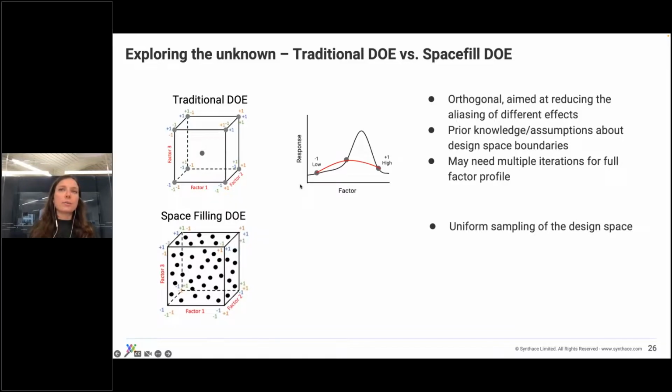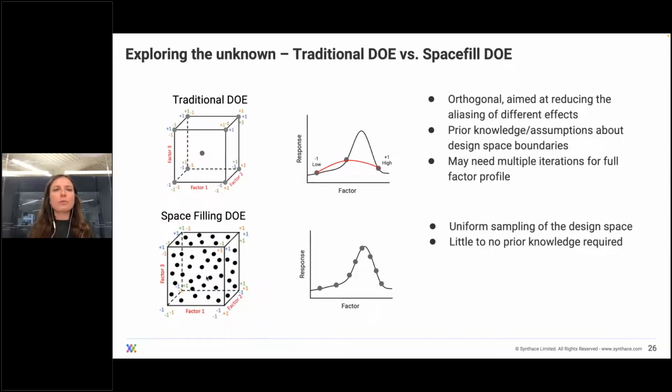In contrast, in space-filling DOE, we are sampling the space uniformly. That means we don't actually need to know that much about our system, because we're pretty much going to try everything. There are not just 2 levels that we're investigating, but many. And so you end up with something like this. You cover the experimental space pretty thoroughly, and you can easily identify your factor profile. Likewise, you identify dead spaces, meaning where your response is 0 and where you probably shouldn't spend much more of your time.